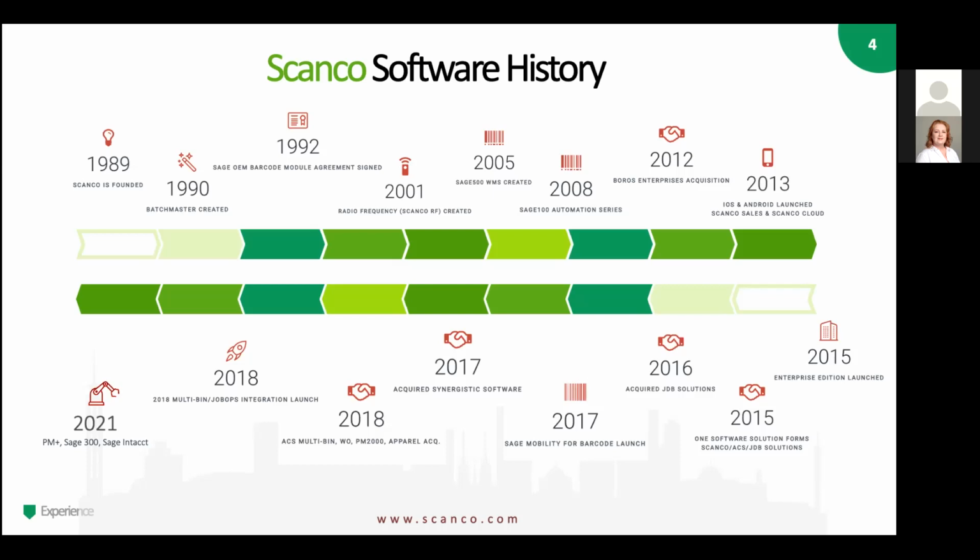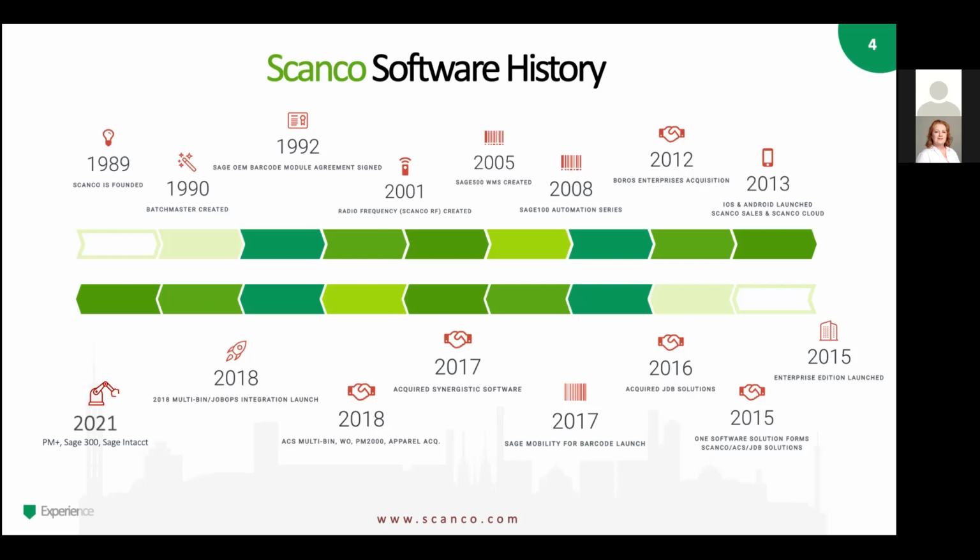Between 2015 and '17 was a busy year. We acquired JobOps and JOScan. I know they go under different names, but that's what you guys will know. And brought ACS multi-bin group under our wing. And what we started to do is bring all those products and integrate them into Sage, eliminating all these external databases and third-party programs and different systems you have to maintain, and bringing everything into Sage, right?